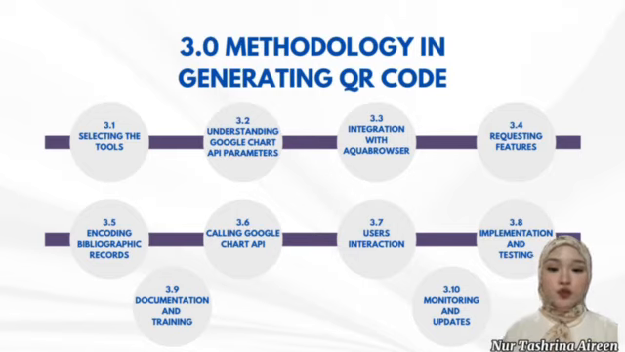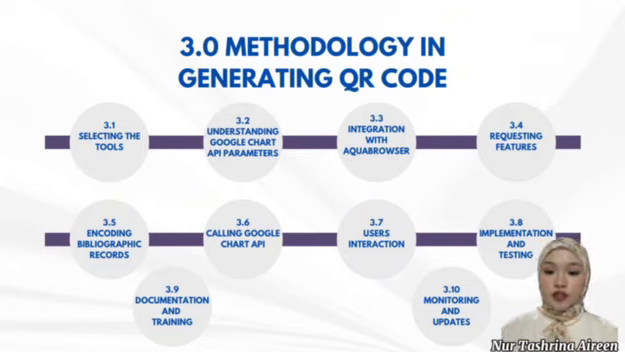JavaScript is used to call the Google Chart API, passing along the encoded information as the parameters. Number 6 is calling Google Chart API. Implement JavaScript code within Aqua Browser to make a call to the Google Chart API. The URL for the API request includes the encoded bibliographic information as parameters. This API call results in the generation of a QR code image.